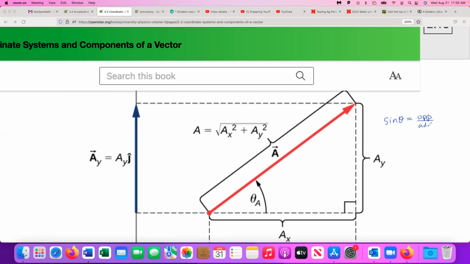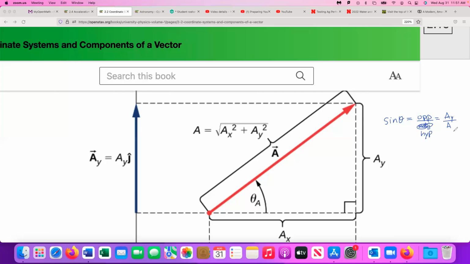So then, the opposite is actually the A component, we call that A sub Y. That's the magnitude of the Y component. And we replace the hypotenuse with the magnitude of the entire vector, which is A. Then we can actually solve for A in this equation. I said opposite over adjacent, but it's not adjacent. I always do that. It's opposite over hypotenuse. There we go.